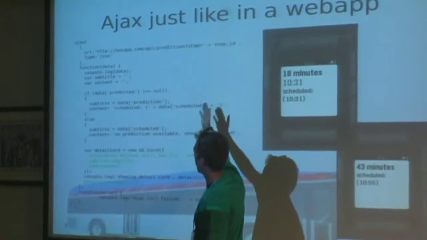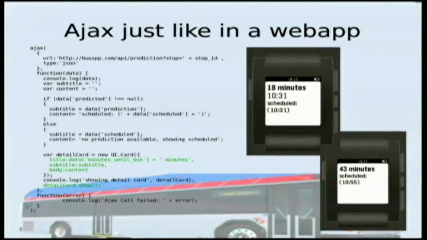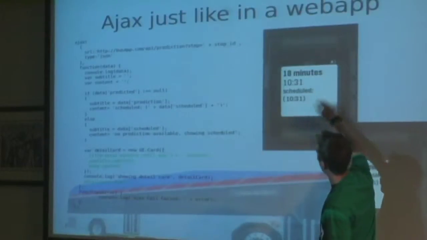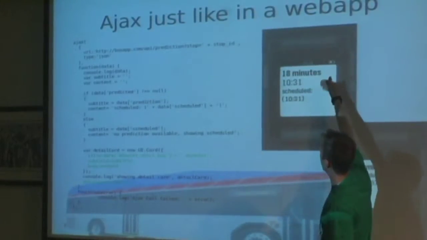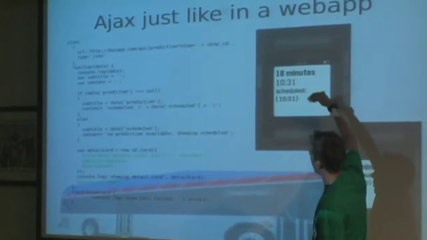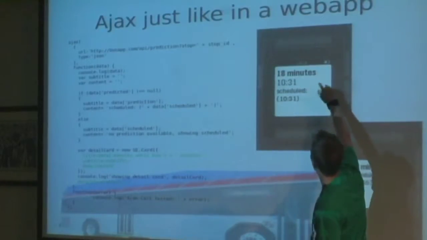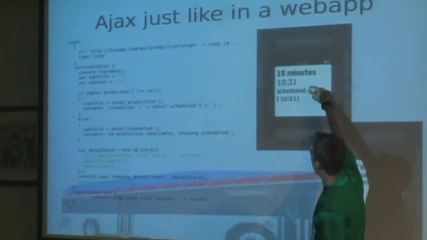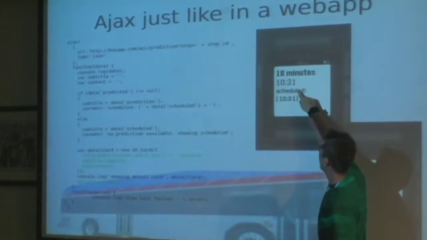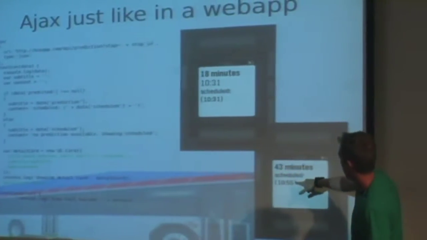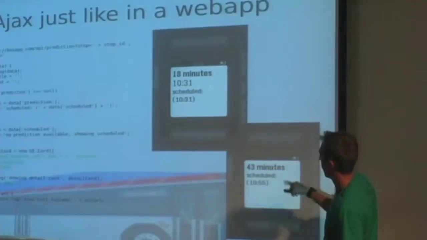So let's take what's in that data object and display it. The important part for this is we have something called a detail card, and a detail card looks like this. It's got a title, a subtitle, and a body, so you can put whatever info in it you want. They style everything a little bit different, and you can change all the styles, but I just kept the default. So you see the title is going to be minutes until bus plus the string "minutes." And then for the subtitle, we're going to either display the predicted time, which in this case is 10:31, or if there is no predicted time, we'll just display the scheduled time in parentheses.